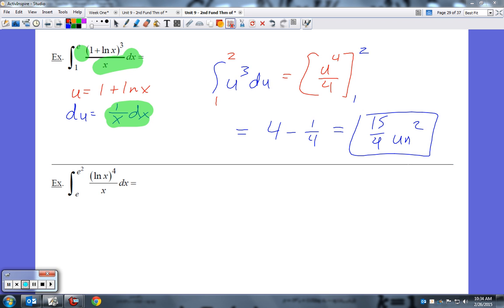Olivia, what's u? Natural log of x. Good. du, keep going. du is 1 over x dx. Jacob, how do I rewrite my new equation? Well, it's going to be u to the 4th times du. And you have to change your bounds.